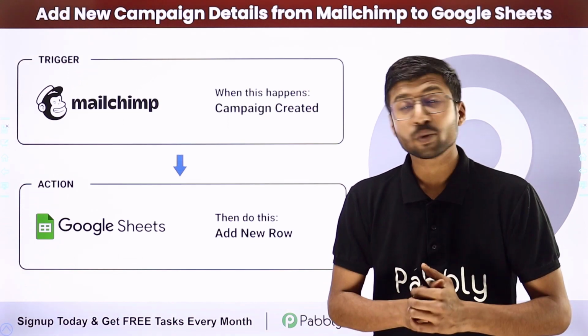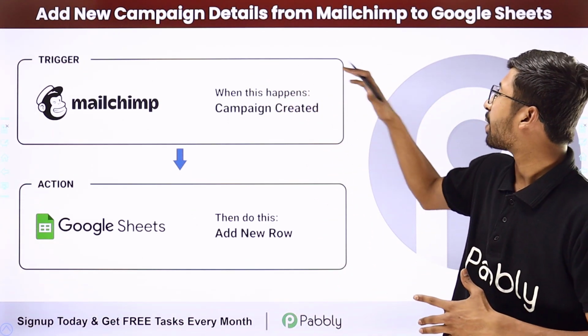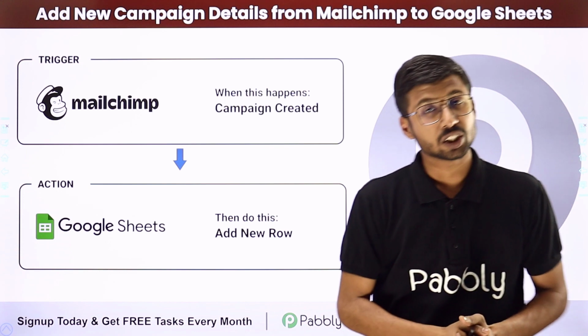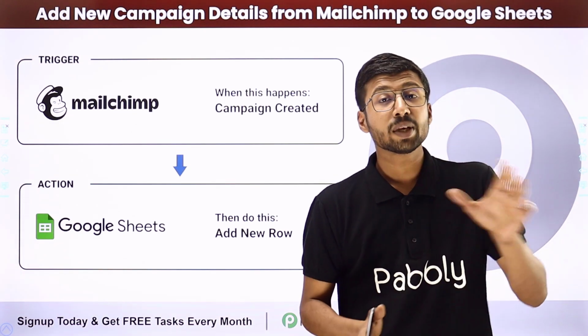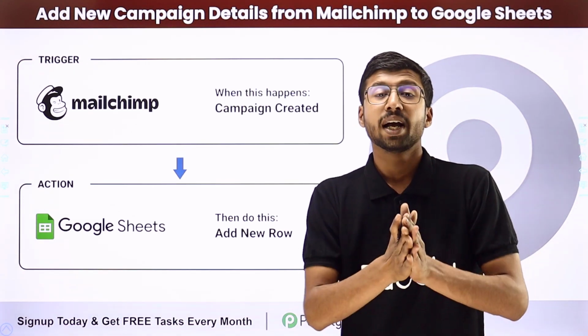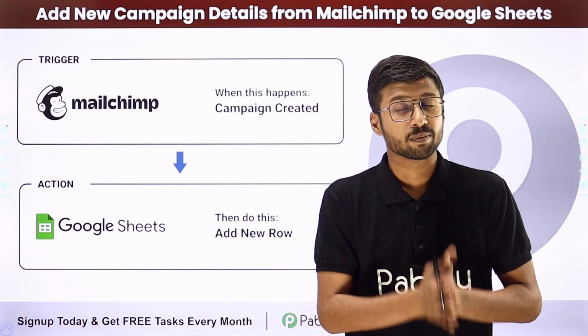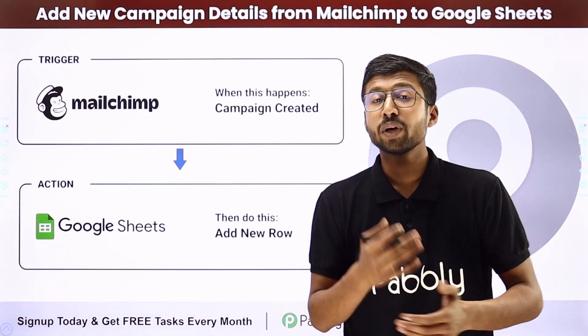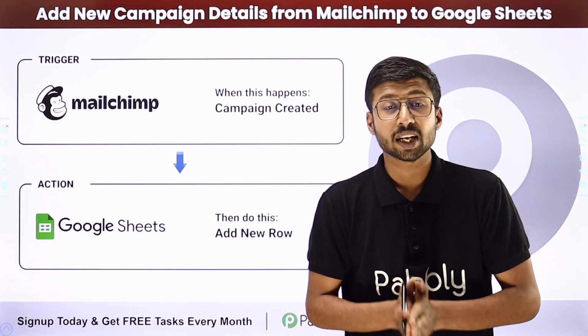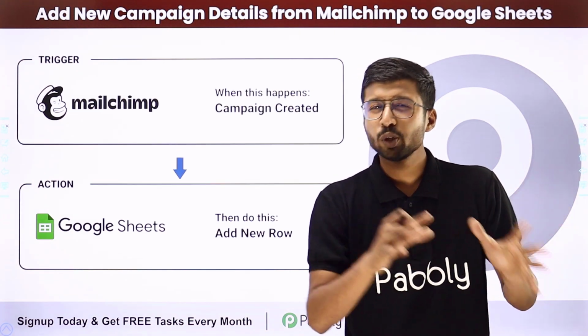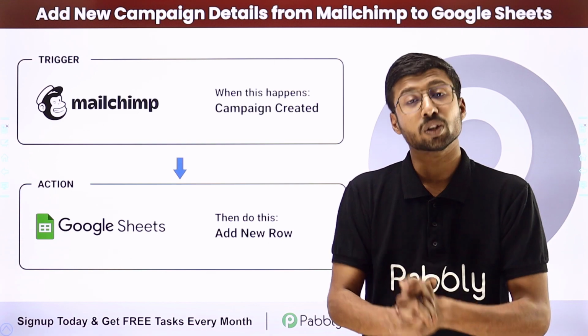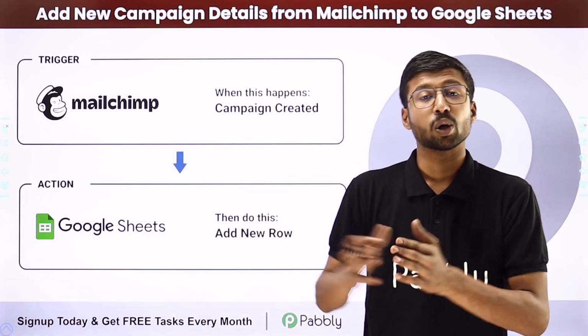So in this video, we are going to learn how to add new campaign details from Mailchimp to Google Sheet. Now suppose, guys, you are using Mailchimp as an email marketing platform and sending emails for your newsletters or to your users for email marketing. And you want that whenever you create a new email marketing campaign and send it via Mailchimp, you want to add that campaign details into a Google Sheet just to maintain a record over there.